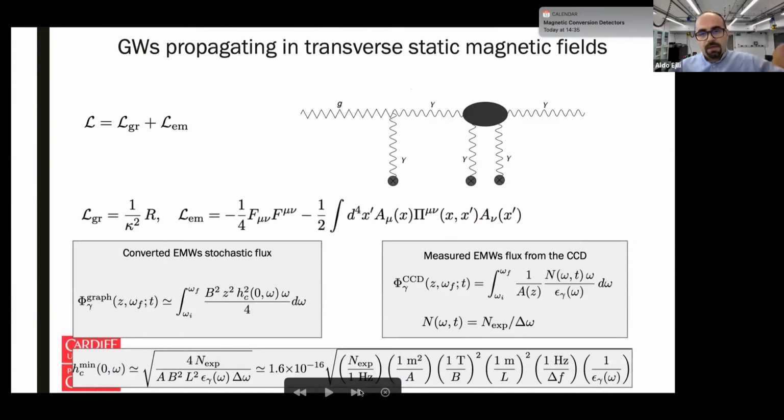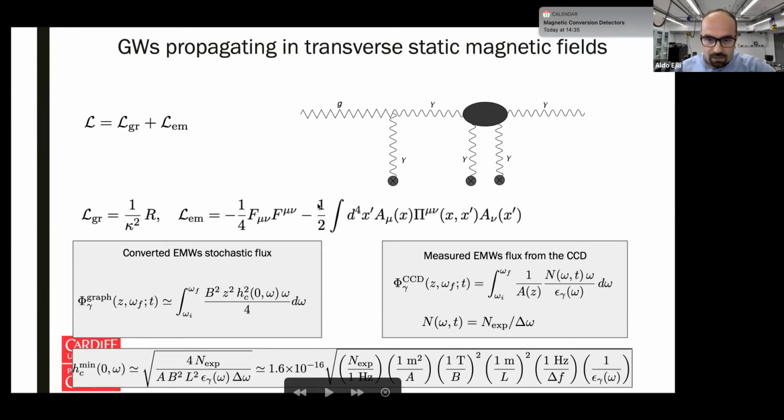So for the gravitational wave propagating in a static magnetic field, we simplify the system. We used this principle of graviton-to-photon conversion to compute the first upper limits in this high frequency region, where a gravitational wave propagates through an orthogonal magnetic field. And then you have a generation of photons. These photons obviously will interact with other photons of the magnetic field, virtual photons of the magnetic field, and then be collected by a CCD.